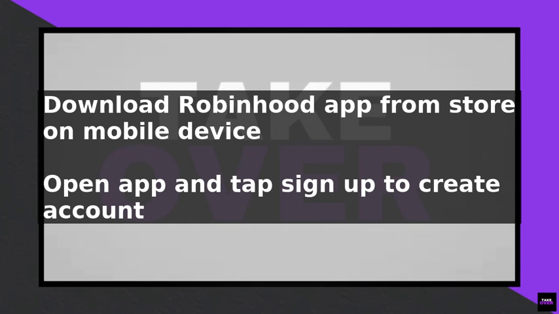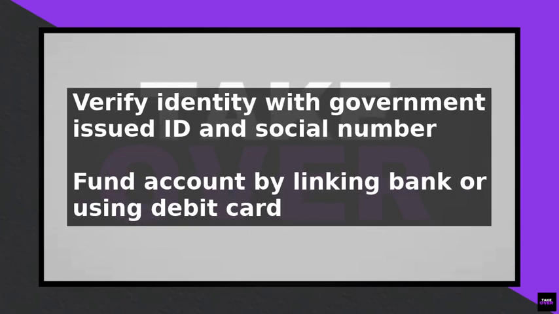Once your account is verified, you can fund it by linking your bank account or using a debit card. Robinhood does not charge any fees for depositing or withdrawing funds, and you can start trading with as little as $1. To trade Bitcoin, tap on the search bar at the top of the screen and type in Bitcoin.